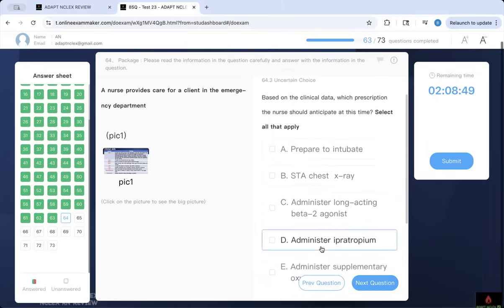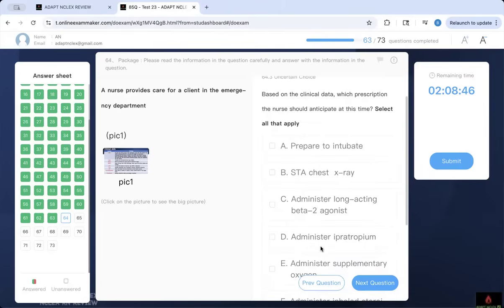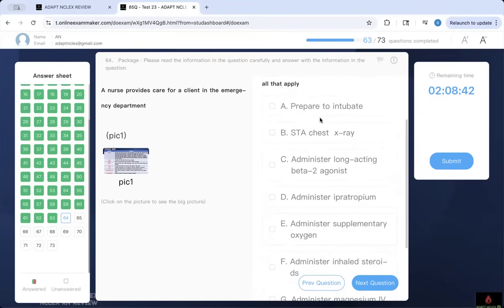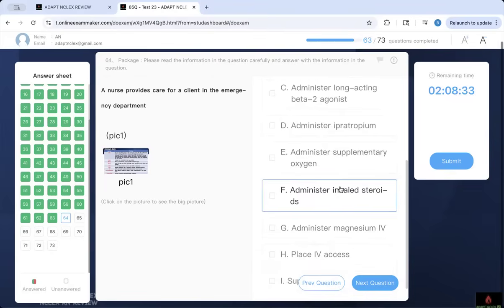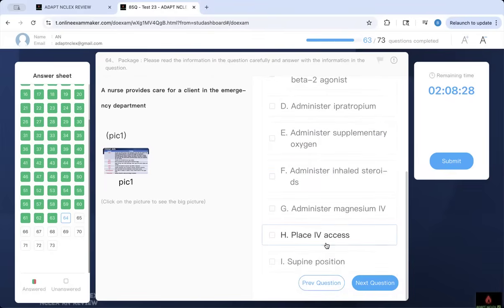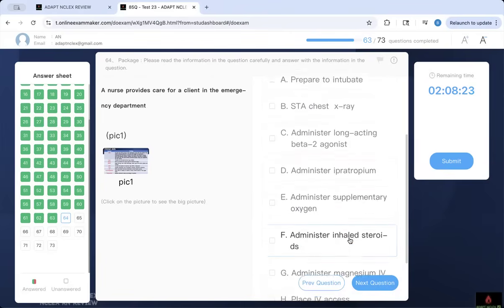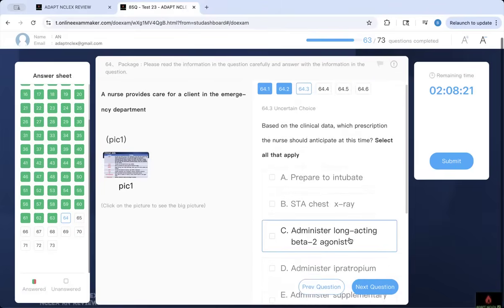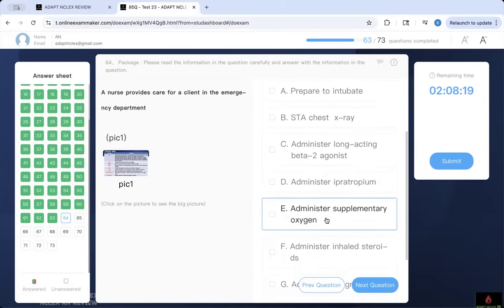It's a trap. Based on the clinical data, which prescription should the nurse anticipate at this time? If you have an asthma attack, prepare for intubation, get a chest X-ray, administer long-acting beta agonist, give ipratropium, supplementary oxygen, give them steroid, give them magnesium, place IV access, and place the client in the supine position. Which of these should you do? Prepare to intubate. Should you do that?